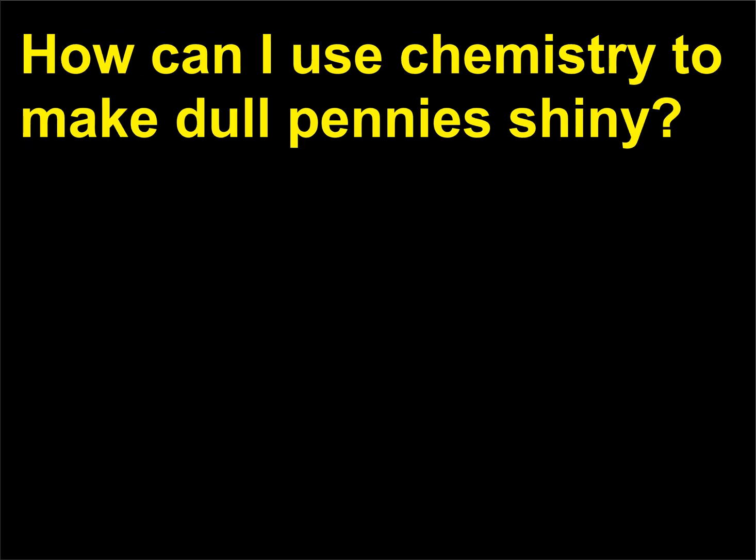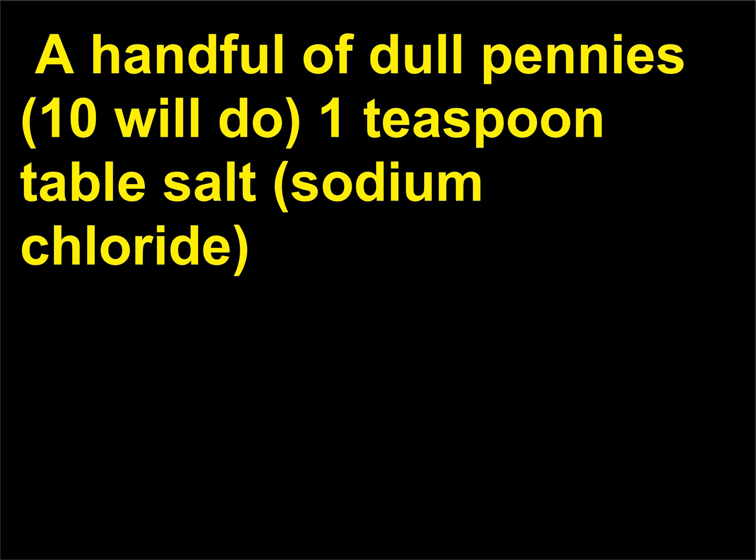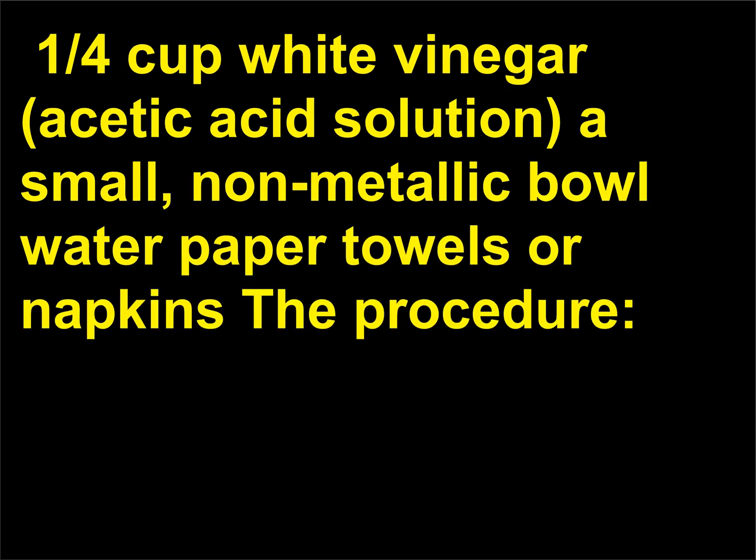How can I use chemistry to make dull pennies shiny? Chemistry principles encountered in this experiment: surface chemistry, oxidation reactions. Materials you'll need: a handful of dull pennies, 10 will do, 1 teaspoon table salt, sodium chloride, 1/4 cup white vinegar, acetic acid solution, a small, non-metallic bowl, water, paper towels or napkins.